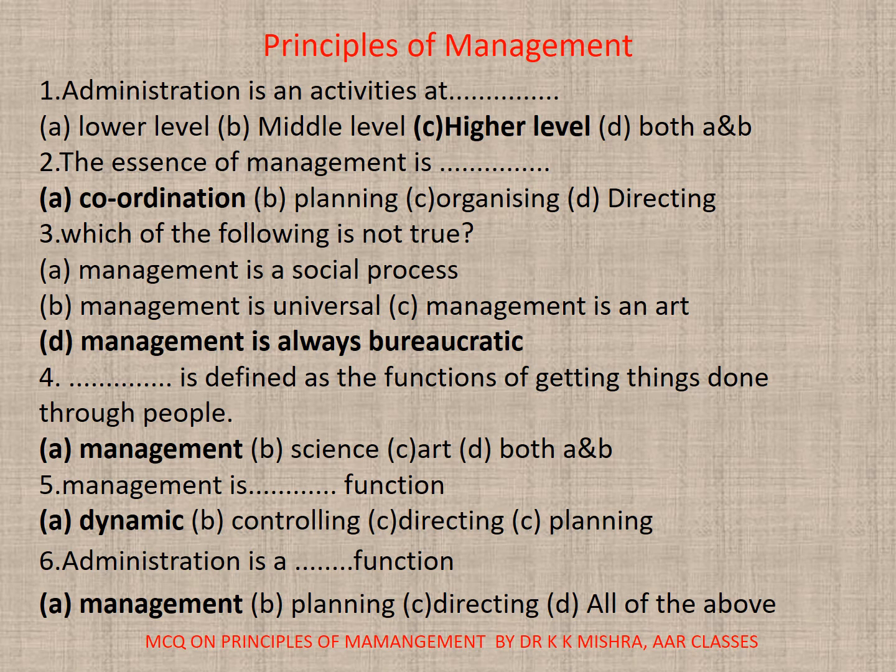Coordination. 3. Which of the following is not true? So the correct option is D. Management is always bureaucratic. This is not true. 4. Dash is defined as the function of getting things done through others. A. Management, B. Science, C. Art, D. Both. So the correct option is A. Management.